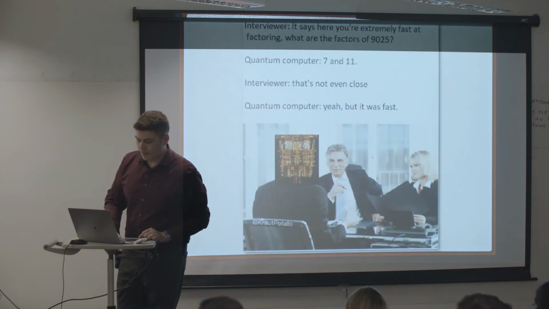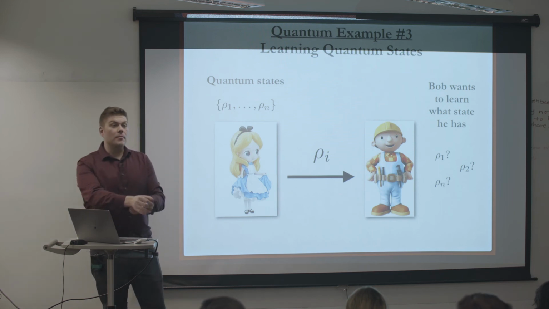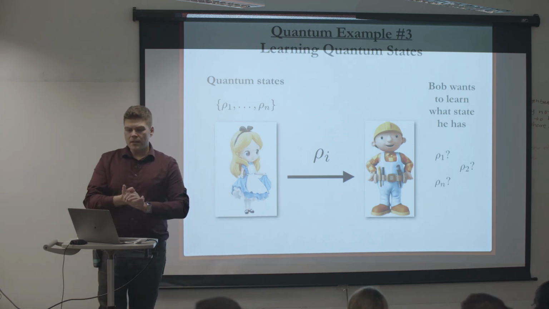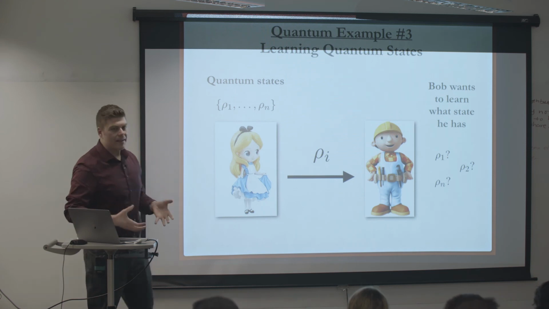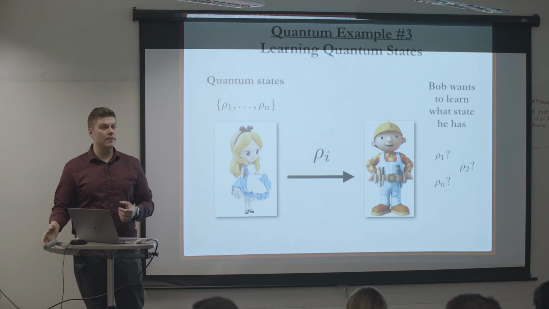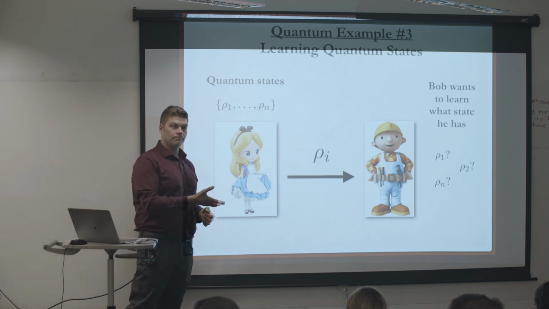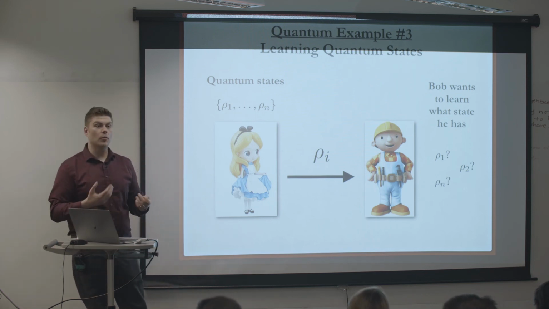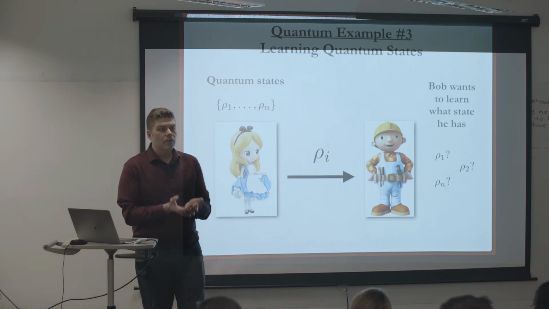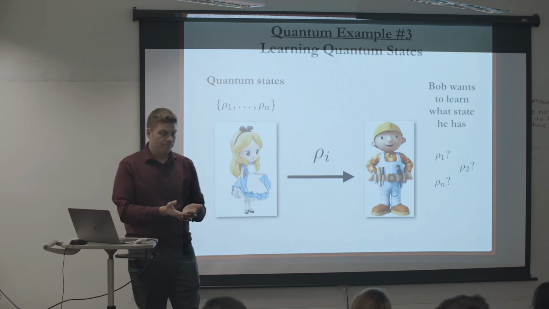Okay, learning quantum states. Suppose Alice has a basket of quantum states. She's going to close her eyes, choose one at random, pick it out, and send it to Bob. Okay? Maybe through quantum email or whatever. Bob now is holding this quantum state, and he wants to learn what state he has. Okay?